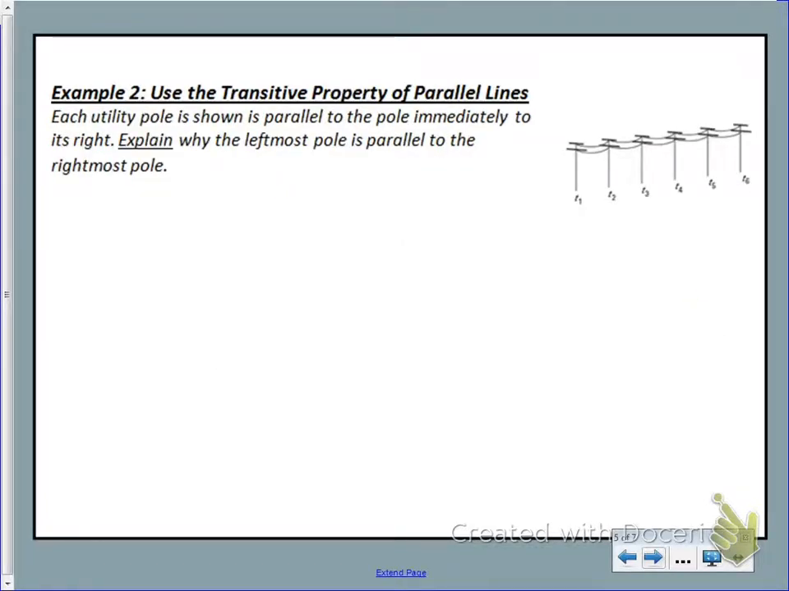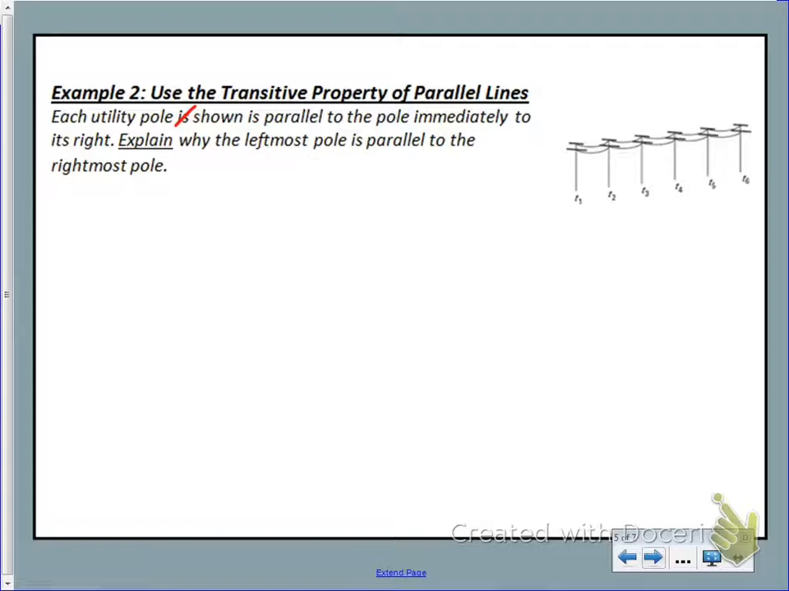Example 2 says to use the transitive property of parallel lines. Each utility pole shown is parallel to the pole immediately to its right. Explain why the leftmost pole is parallel to the rightmost pole.